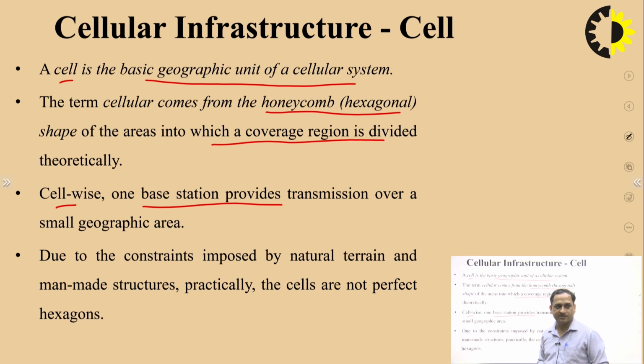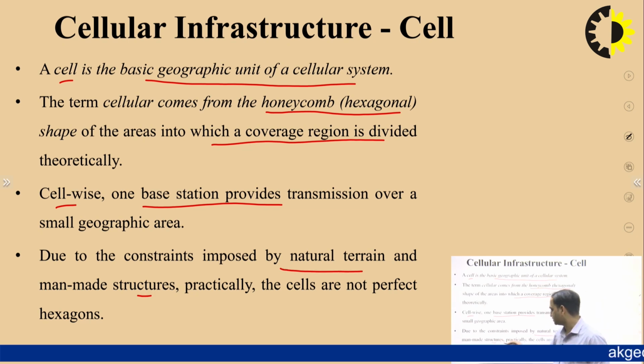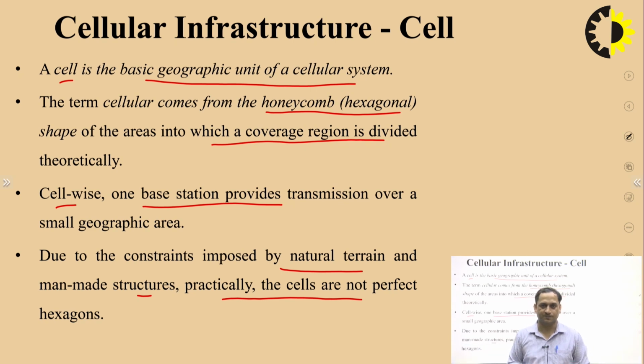Due to constraints imposed by natural terrain and man-made structures, cells are not of perfect hexagonal shape. As we said, this is completely based on the geographical area. Maybe some plain area is there, or some hilly terrain is there. Based on that, this theoretical hexagonal shape is not completely hexagonal. But theoretically, for calculation purposes, we consider it because it gives a high coverage area. So a hexagonal shape is used for the cell.